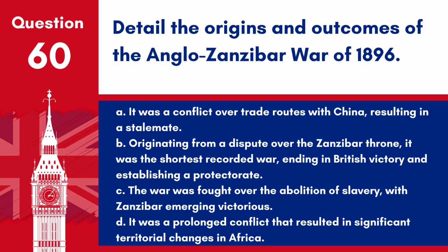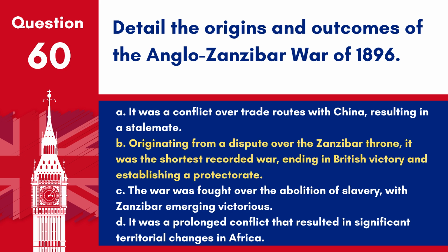A. It was a conflict over trade routes with China, resulting in a stalemate. B. Originating from a dispute over the Zanzibar throne, it was the shortest recorded war, ending in British victory and establishing a protectorate. C. The war was fought over the abolition of slavery, with Zanzibar emerging victorious. D. It was a prolonged conflict that resulted in significant territorial changes in Africa.